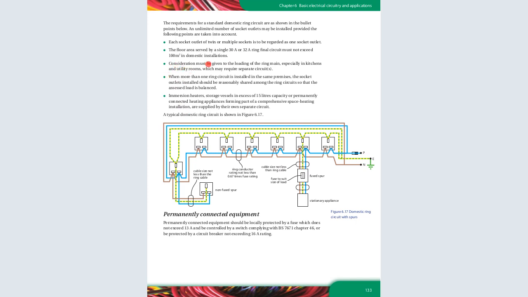Consideration must be given to the loading of the ring main, especially in kitchens and utility rooms, which may require separate circuits. Now, when more than one ring is installed in the same premises, the socket outlets installed should be reasonably shared among the ring circuits so that the load is balanced. Now, immersion heaters. What are immersion heaters? Immersion heater storage vessels in excess of 15 liters capacity, or permanently connected heating appliances forming part of the comprehensive space heating installation, are supplied by their own separate circuits.